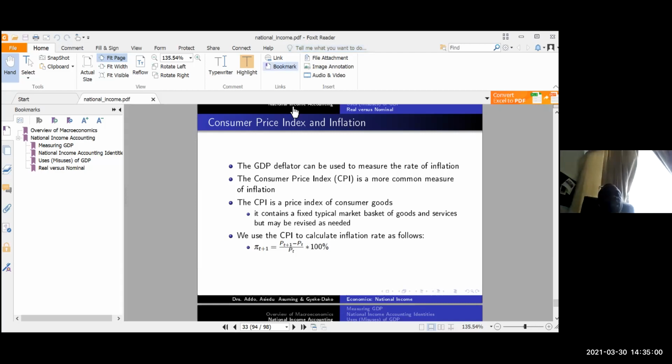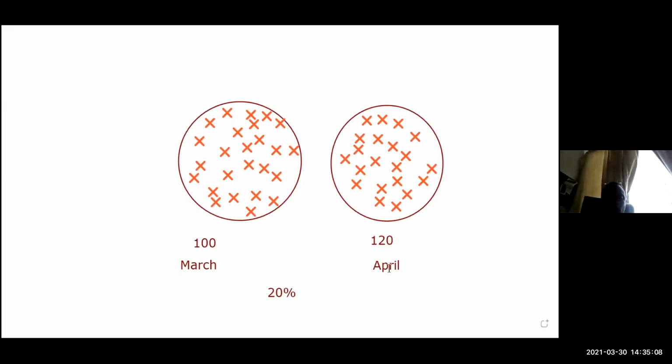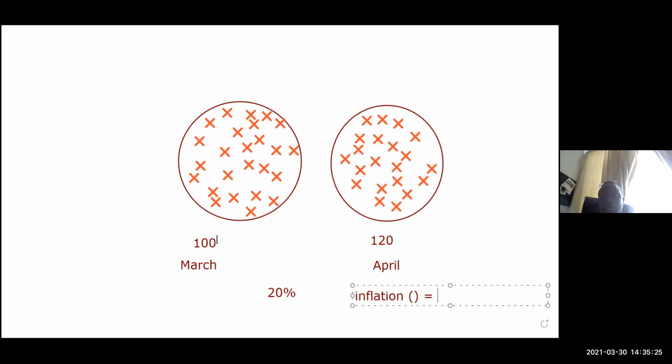In the example that we have, don't memorize these things. It's just about understanding that the inflation here, which is pi, I don't have the pi symbol, is the difference in the price level. So the difference in the consumer price index: CPI 2021 minus CPI 2020.